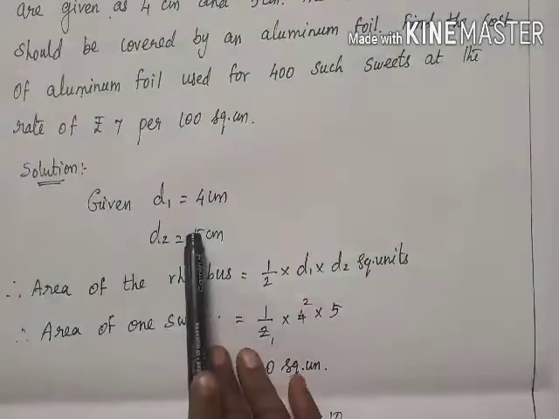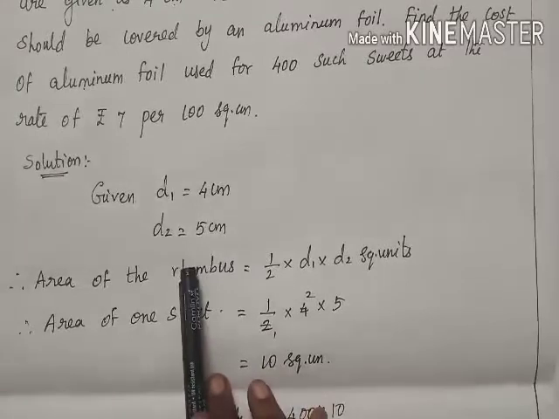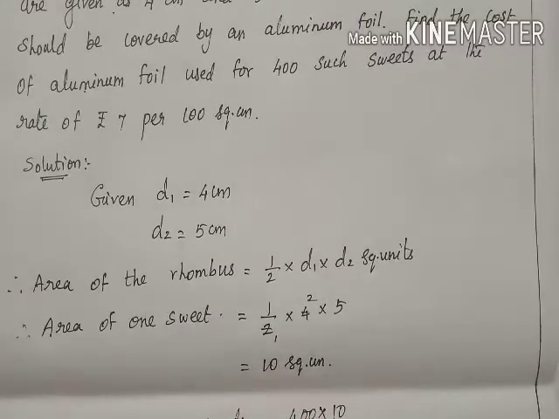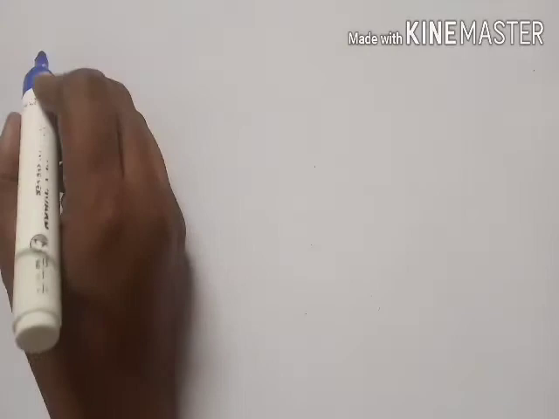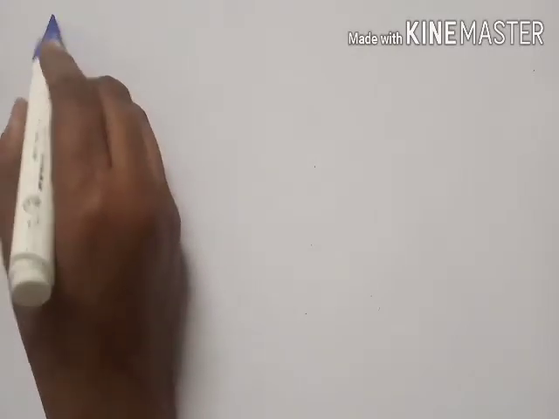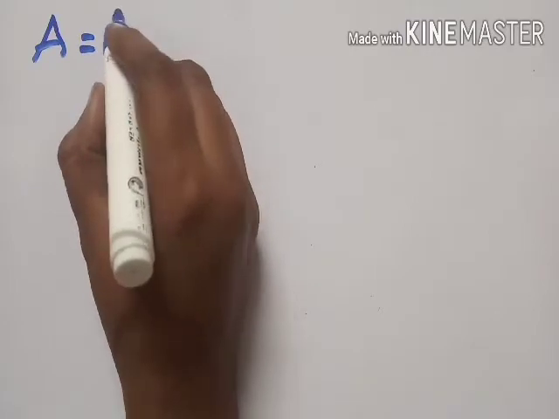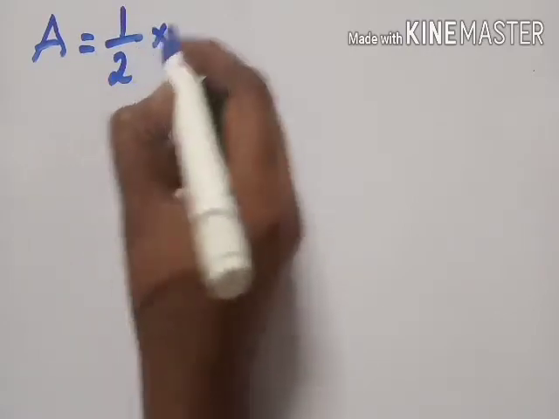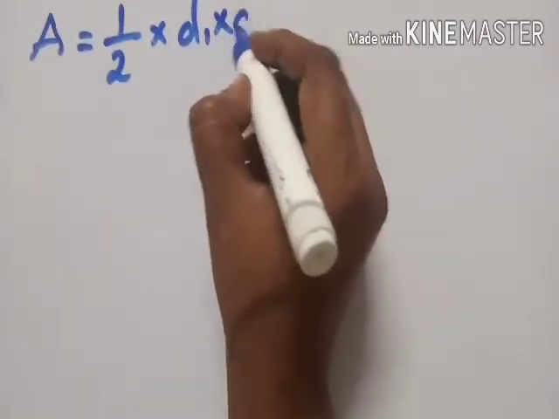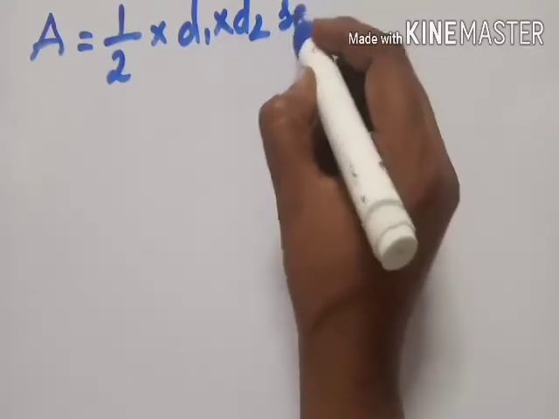D1 is equal to 4 centimeter. D2 is equal to 5 centimeter. That is the diagonals of the sweet. So first find the area of one sweet. What is the formula to find the area of a rhombus? Area is equal to half into D1 into D2 square units.